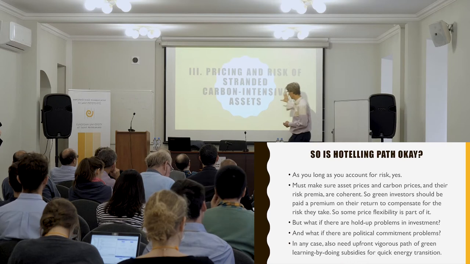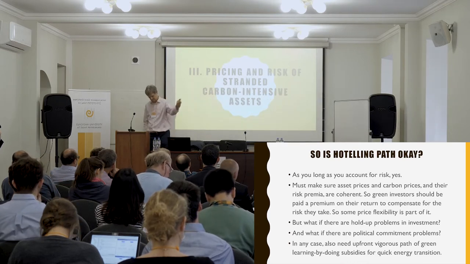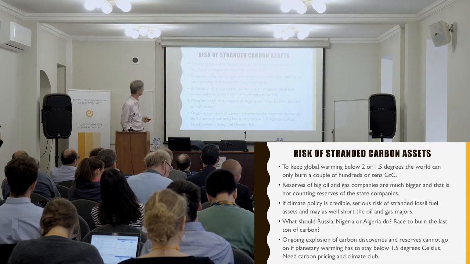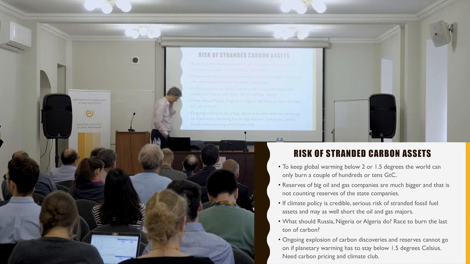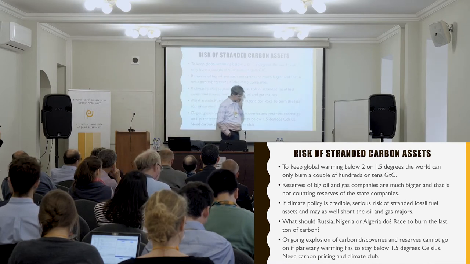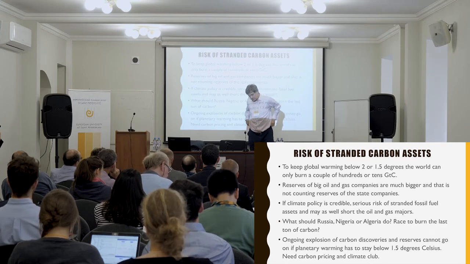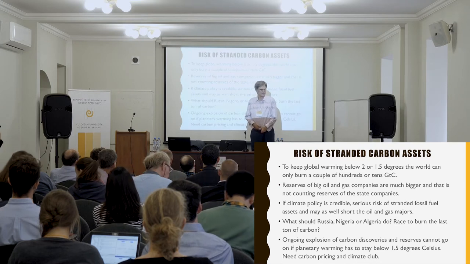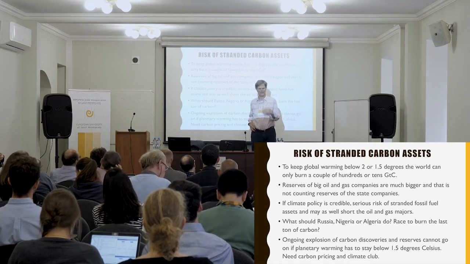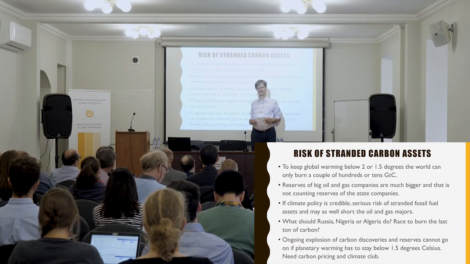So let me say a few minutes on this third part, which is what I'm working on now. And I said that there's a paper, the risk of stranded carbon assets. I need 5 minutes and then I'm done. Basically, a lot of people used to say, this is a paper in Nature by McGlade and Ekins. And they just say there are so many hundred tons of carbon we can burn.